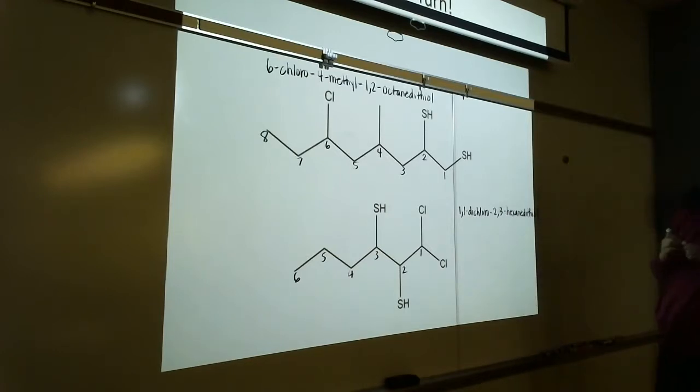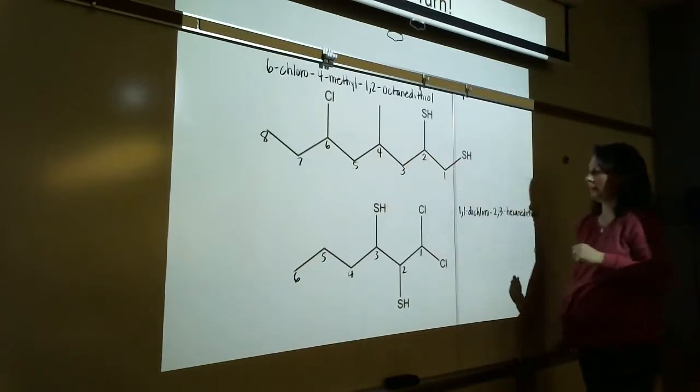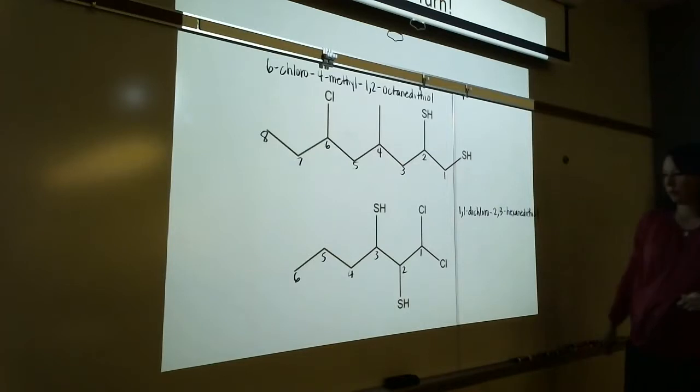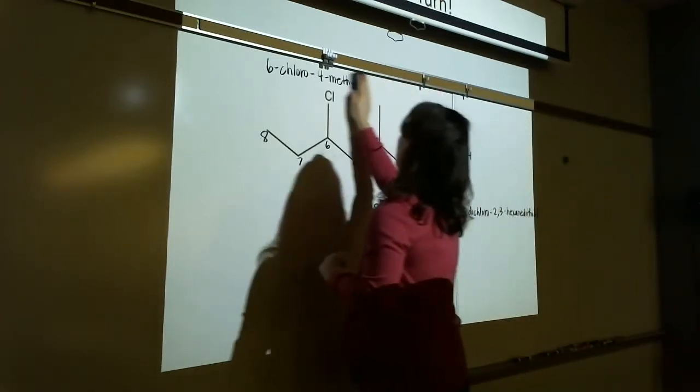So we have to put our substituents first in alphabetical order if we have more than one substituent, and then we state the locations of our thiols. Feeling good about these? All right.